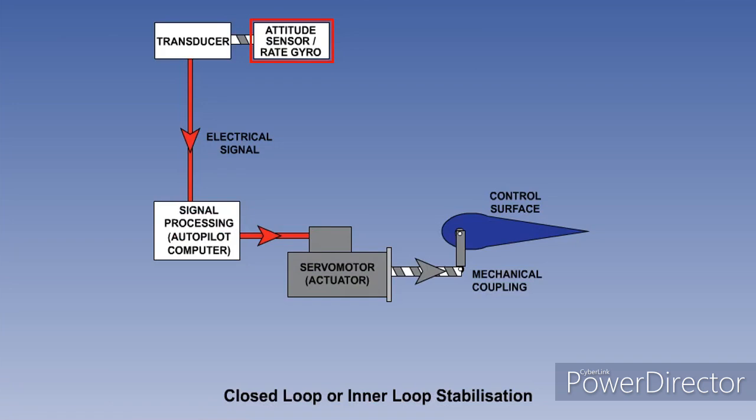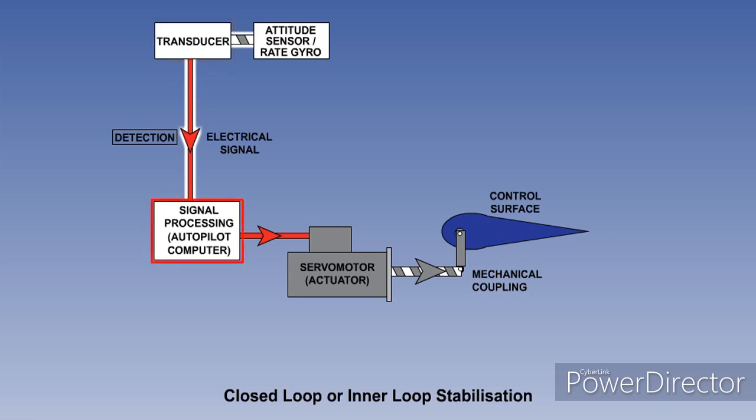Now we will replace the human pilot with some components that will follow the same process that you did. Firstly, an attitude sensor or rate gyro sensitive in one axis only, that will detect any disturbance of the aircraft in roll. Attached to the rate gyro is a transducer, which is a device to convert the mechanical movement of the rate gyro into an electrical signal that can be processed. This is a rate signal.